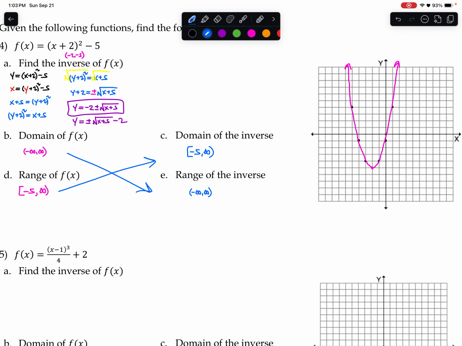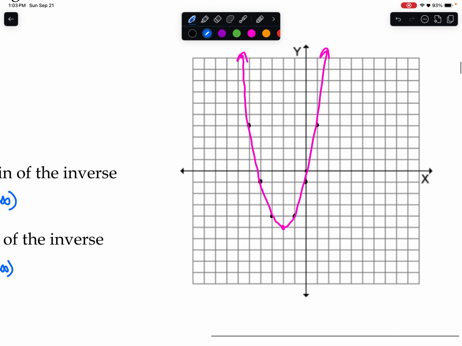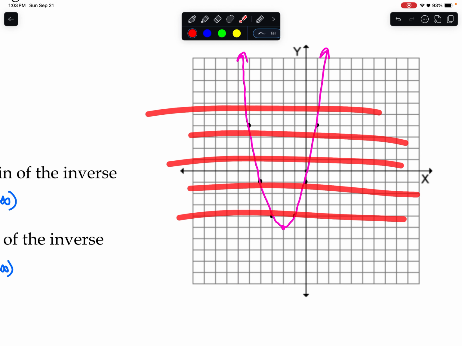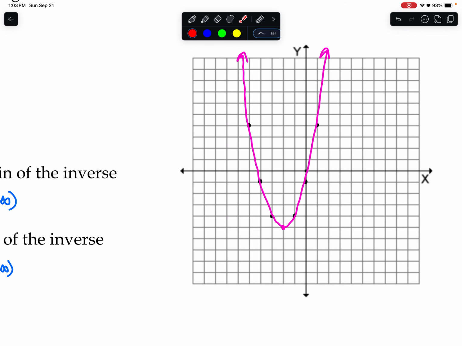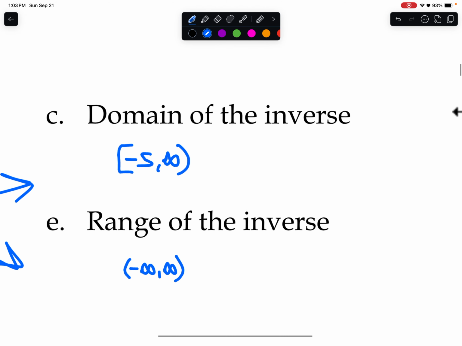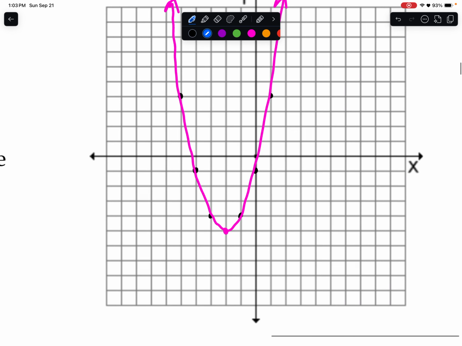All right, now looking at my graph, we're going to go ahead and graph the inverse. Now, one thing I do notice, if you look at your parabola here, it is not going to pass the horizontal line test, which means the inverse is not a function. So in this case, we're going to go ahead and graph the inverse. Just know that it's not a function, but that's okay.